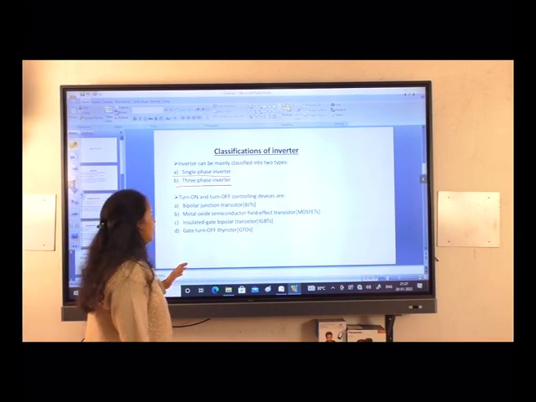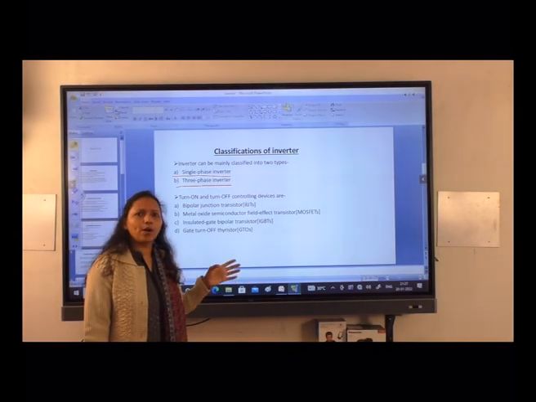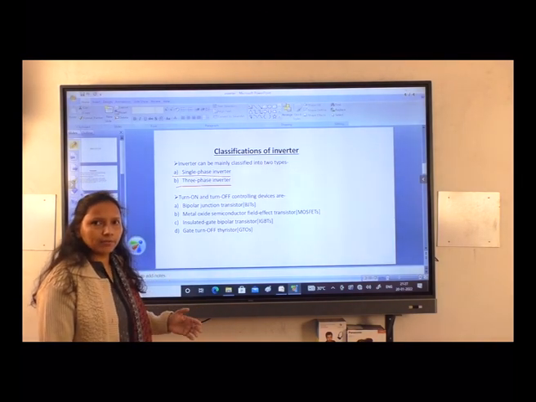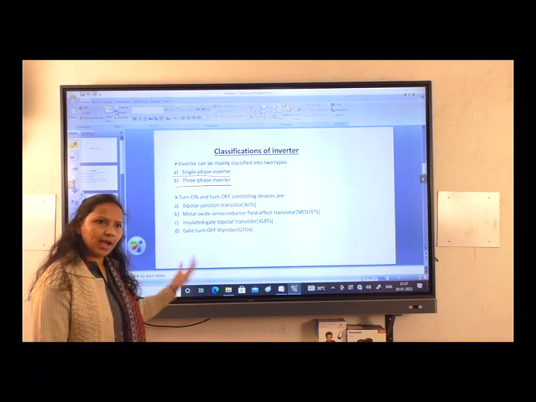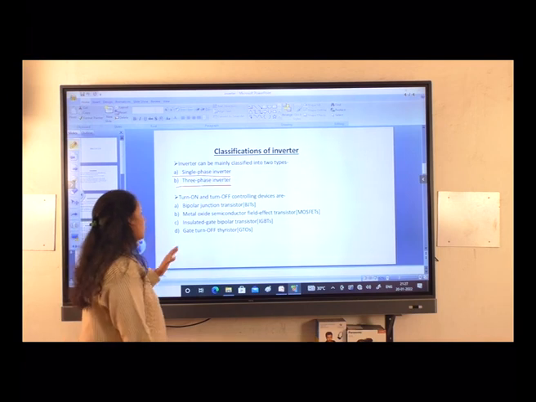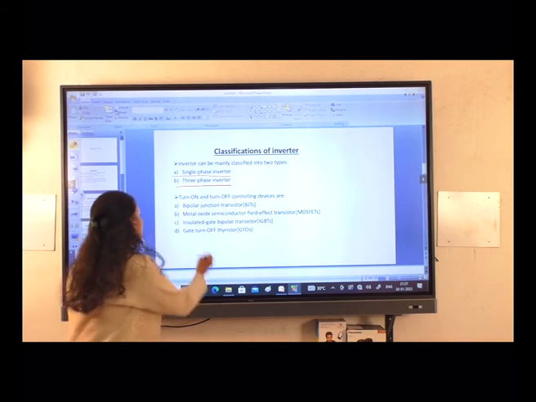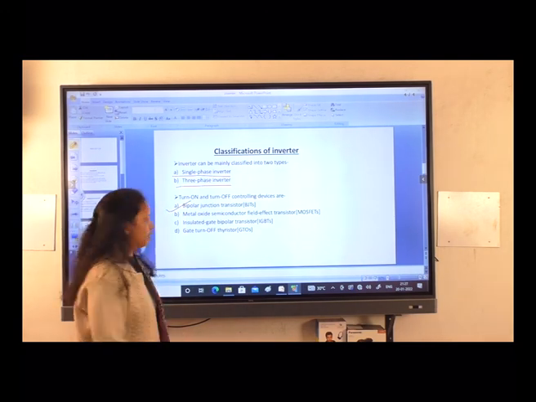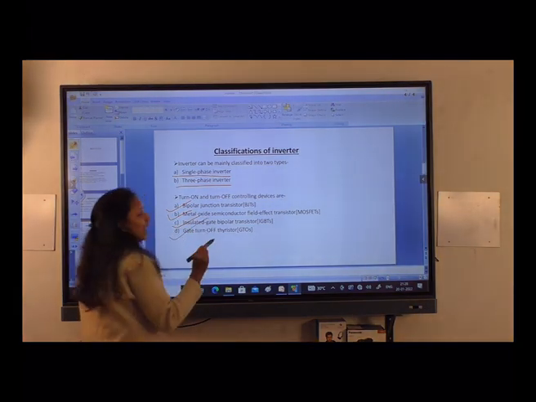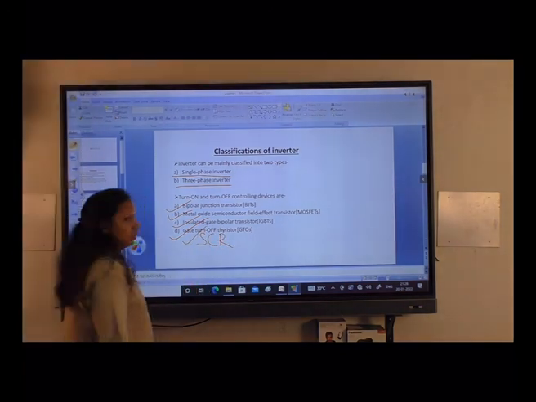Then there are turn on and turn off controlling devices. What are the semiconductor devices used in an inverter circuit? The role of the semiconductor device is only to act as a switch. That means we have to turn it on and turn it off as per the requirement. The controlling semiconductor devices are the bipolar junction transistor, BJT, MOSFET, IGBT, GTO. Another one is the SCR, thyristor, which can also be used.